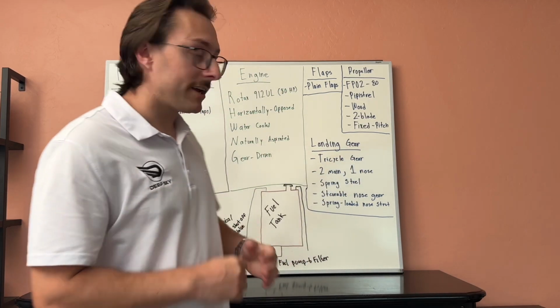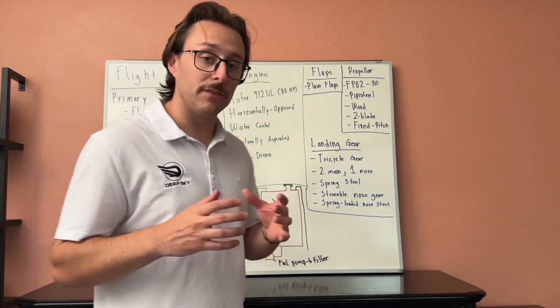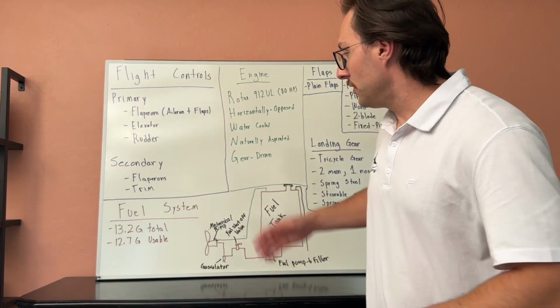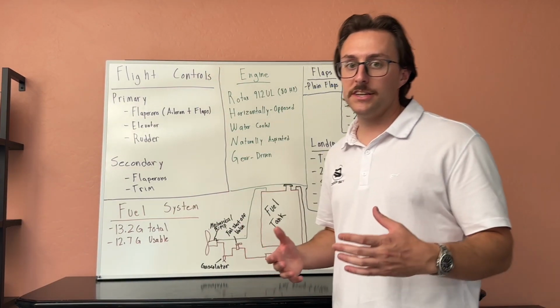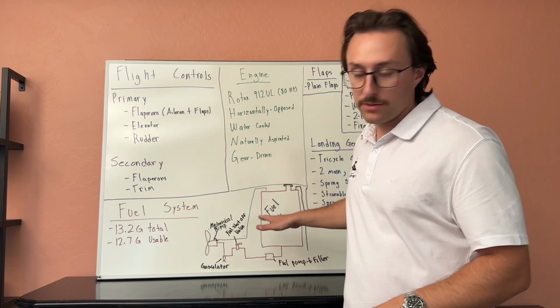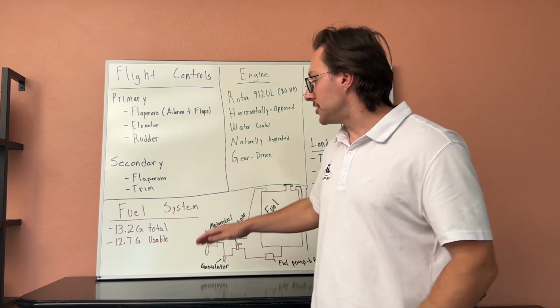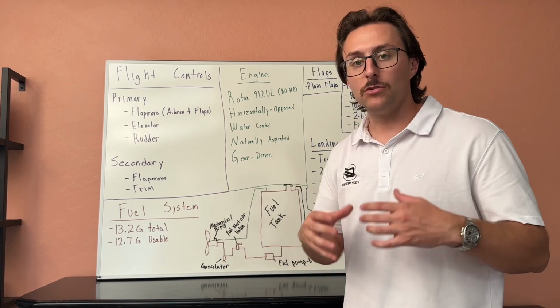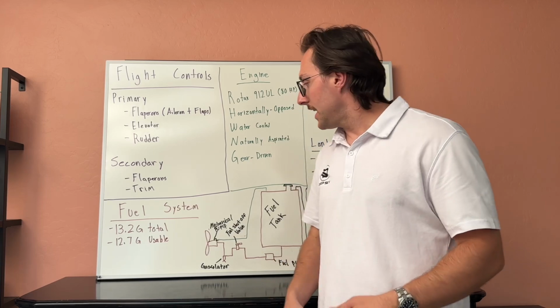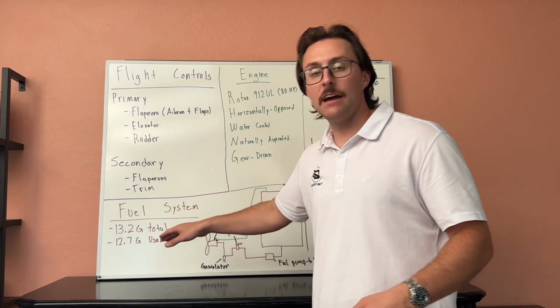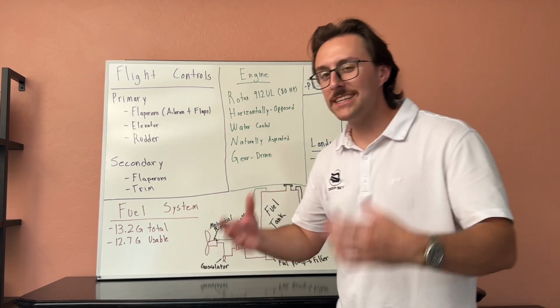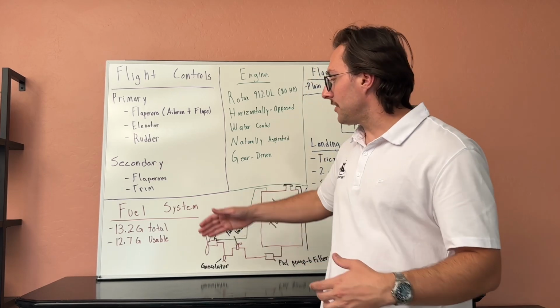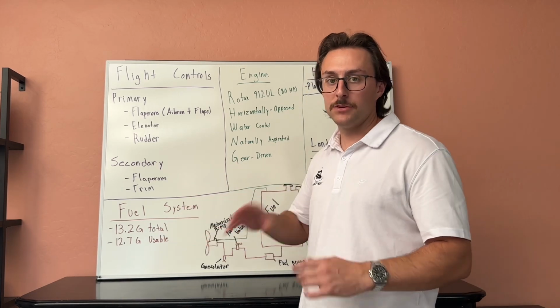The last thing I want to get into here is going to be your fuel system. So the fuel system, a couple things you need to know about it. We're going to walk through the entire diagram here, but first you just need to know that the entire fuel system can hold 13.2 gallons and that 12.7 are usable. What does that mean? Well, that means that there is a 0.5 difference between the two.